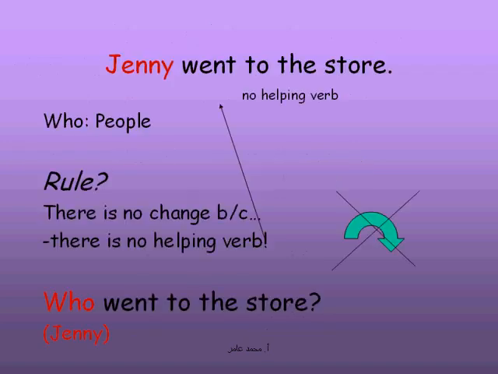Examples. Jenny went to the store. Here we don't have a helping verb. Who? Because Jenny is a person. The rule: there is no change, there is no helping verb. Who went to the store? No change, we just removed the subject and added the question word who.